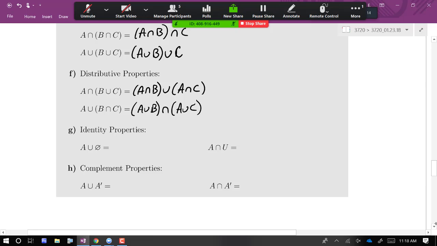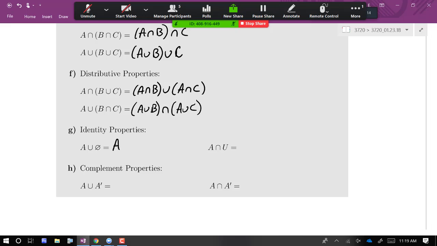So if the empty set is the identity for the union, and even without this spiel about what identity element means, I think you could all tell me what I should get if I take A and I union it with the empty set. We get A, right? I start with everything in A, and then I add to it nothing. I'm going to get A.